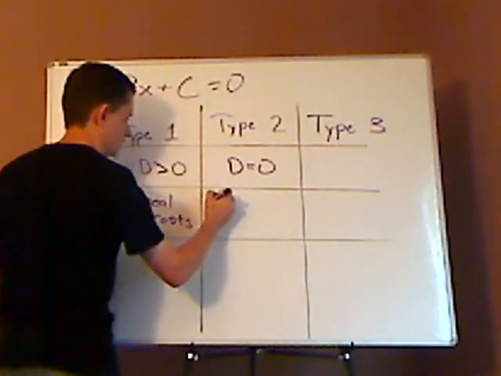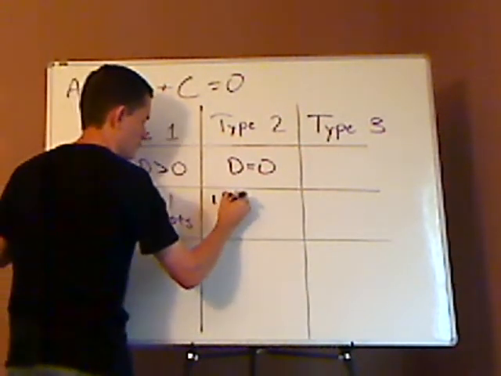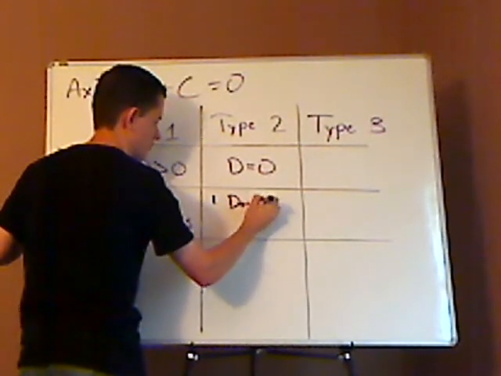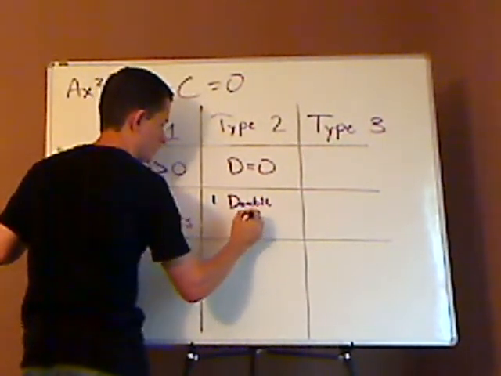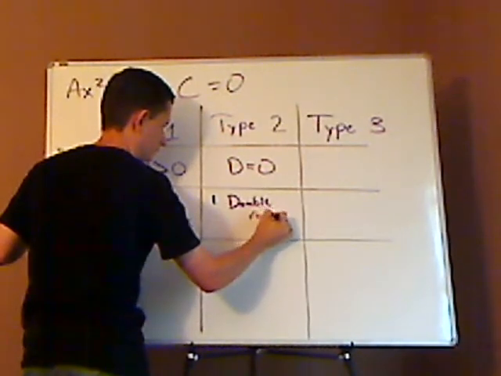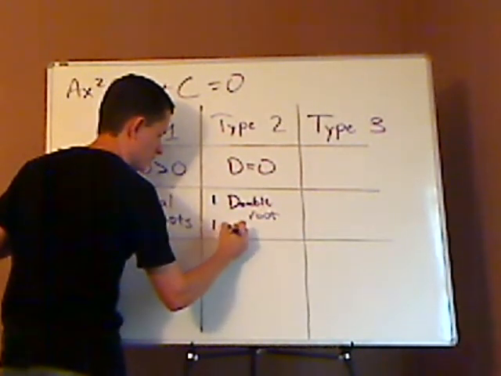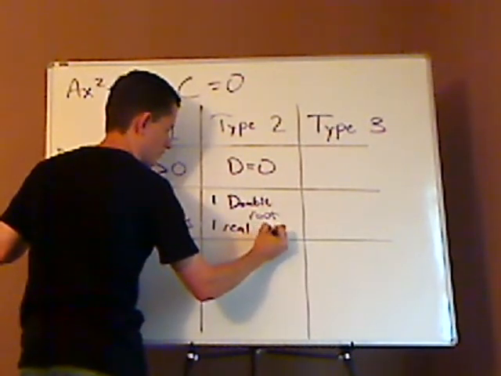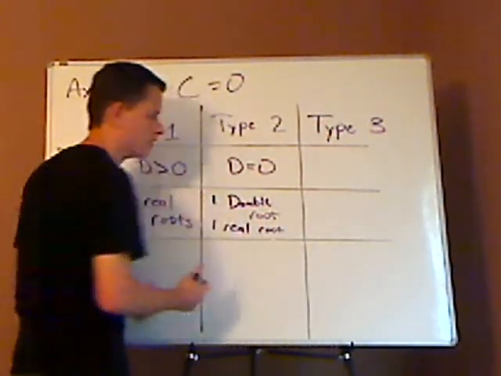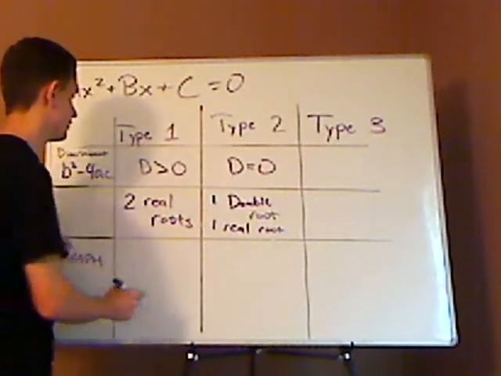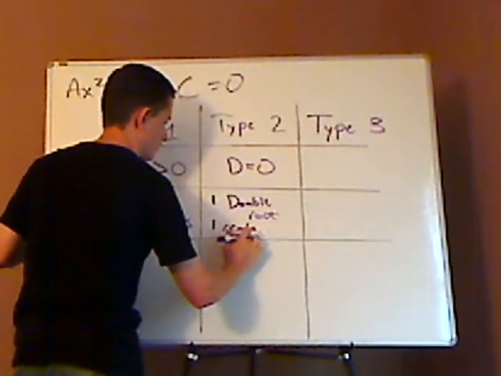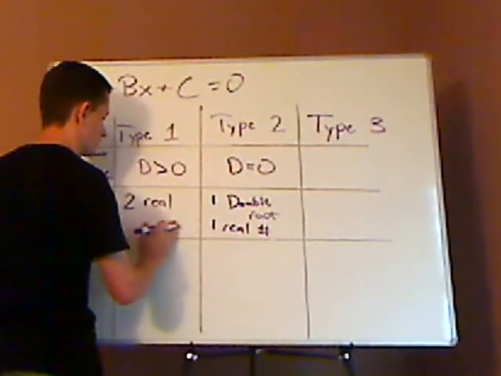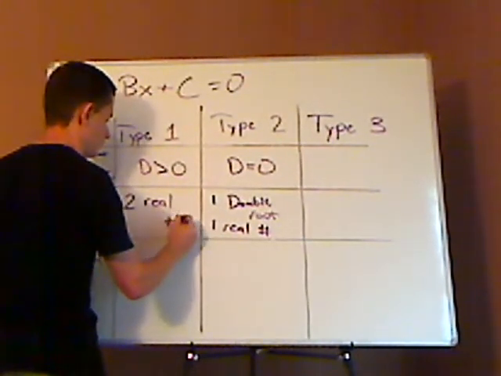And so it's actually not 1 root. Well, it is 1 root, but it's also called a double root, which is 1 real root, or 1 real number. Let me put that. So it's called a double root, but you get 1 real number. Here you're going to get 2 real numbers.